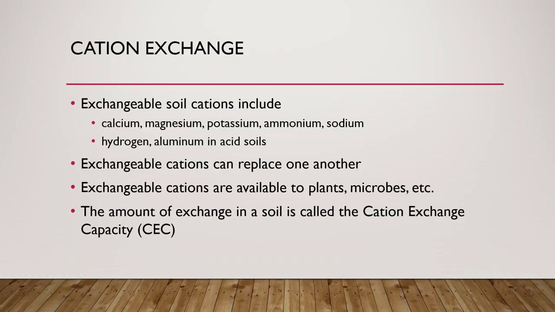Exchangeable cations include calcium, magnesium, potassium, ammonium, and sodium, and in acidic soil, hydrogen and aluminum are included here. Exchangeable cations can replace one another. Exchangeable cations are available to plants, microbes, etc. And the amount of exchange in a soil is called cation exchange capacity.